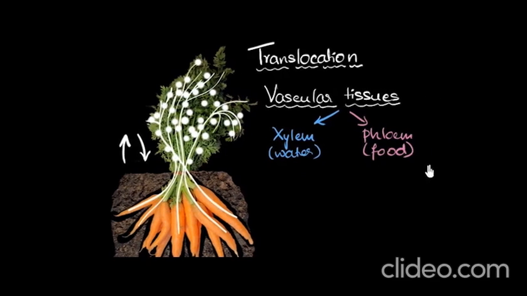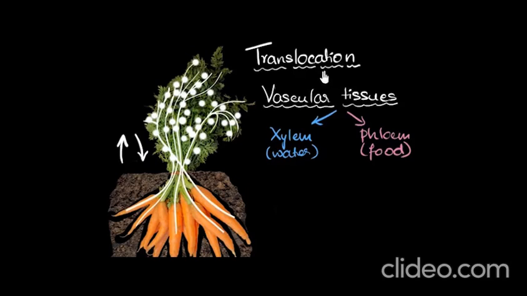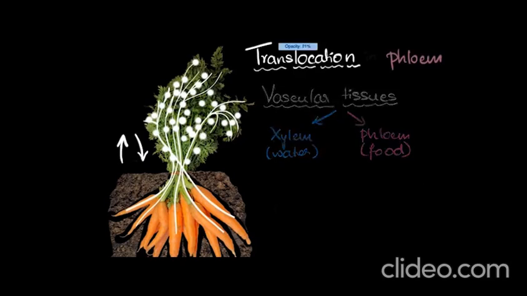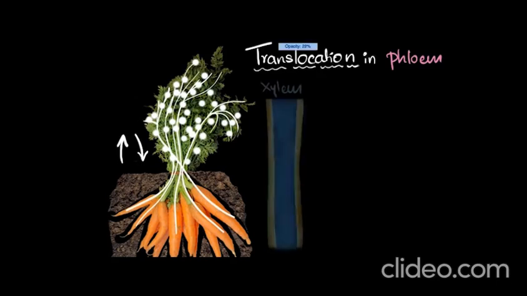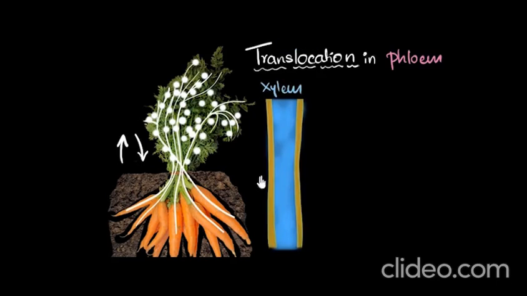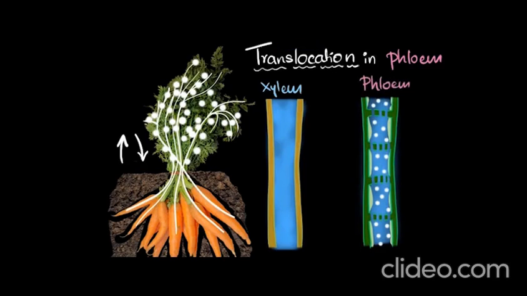Now in this video, since we want to talk about translocation, meaning transportation of food, we are going to be concentrating on phloem. So translocation happens inside the phloem. Food gets transferred in phloem. But how? Well, let's see. Let me draw xylem and phloem. So let's say this is the xylem tissue, which has water in it. This is going to be important for us as well. And here is our phloem.